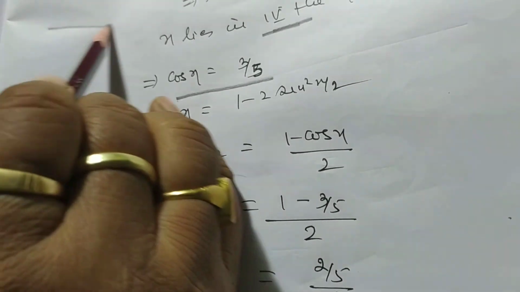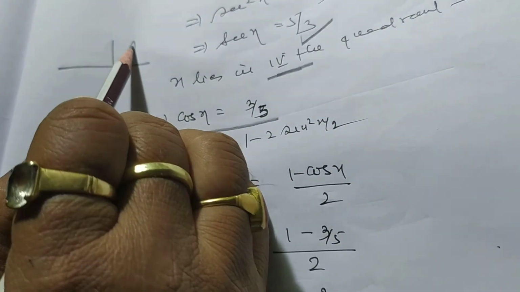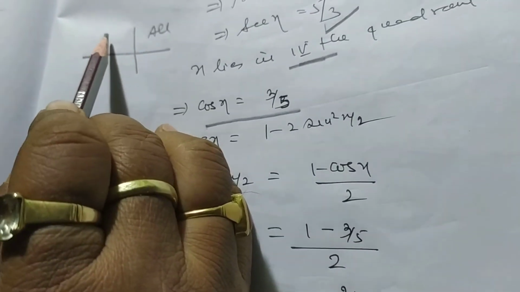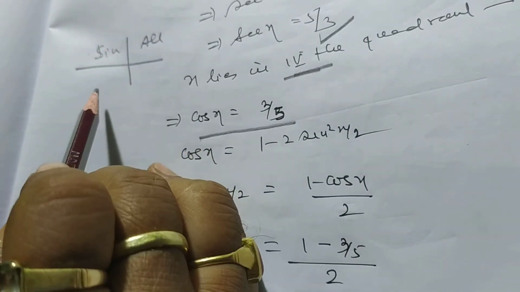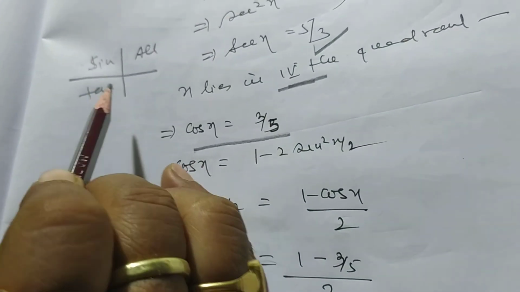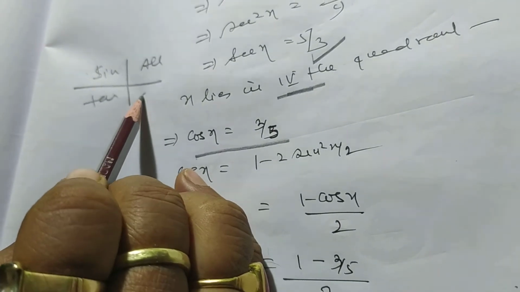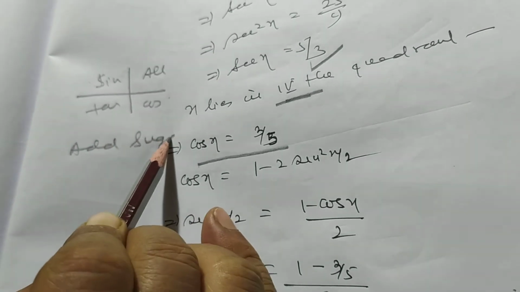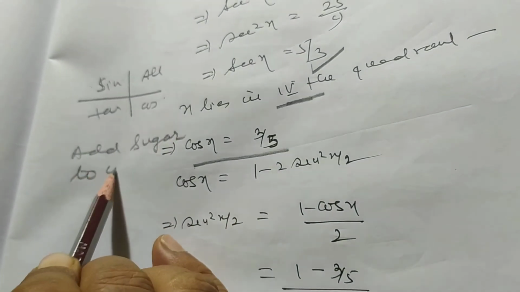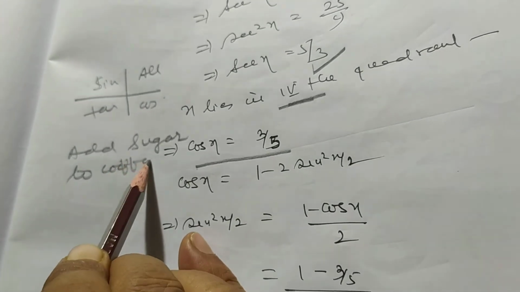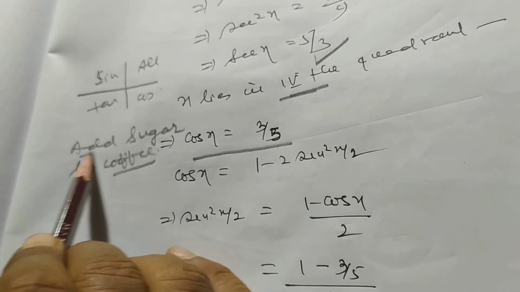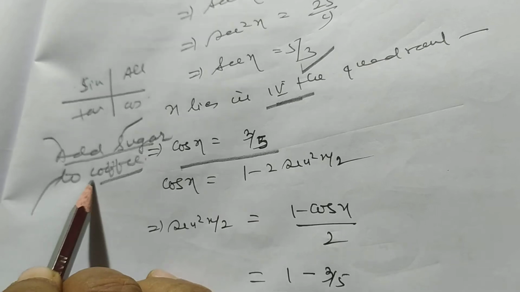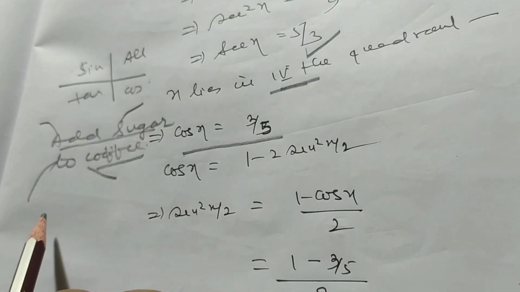All sin tan cos. You remember, all trigonometrical ratios are positive in first quadrant. Sin is positive in second. Tan is positive in third. And cos is positive in fourth. Or remember: add sugar to coffee. You remember this sentence, add sugar to coffee. A for all, S for sin, T for tan, and C for cos. In this way you can remember this result.